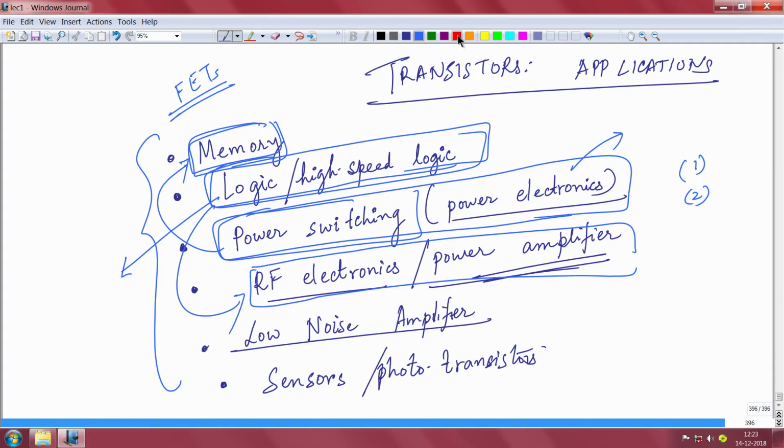So, we will go sequentially, but I will not follow this exact sequence that I told you. The first thing we will study is transistors for power electronics. What kind of transistors are used in power electronics? What are the power electronic applications? I have been telling you hybrid vehicles, power conversion, but technically, what are the power electronic applications and why do we need them?